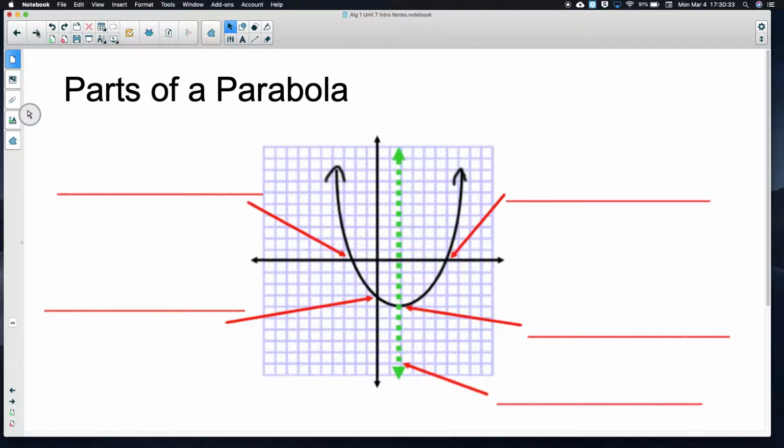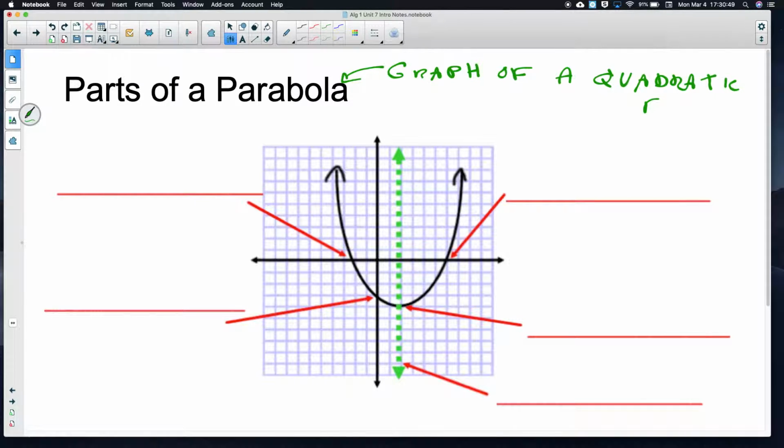But let's just get into what does a parabola look like, or what even is a parabola. A parabola is the graph of a quadratic function. So if you'll notice, here's an example of a parabola. It's kind of like a U-shaped graph.